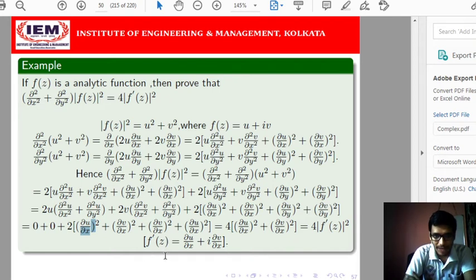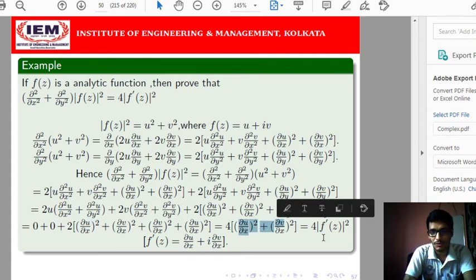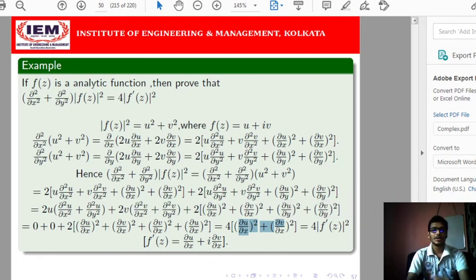So mod of f dash z will be root over of del u del x whole square plus del v del x whole square. So mod of f dash z whole square will be del u del x whole square plus del v del x whole square. So that is actually nothing but the mod of f dash z whole square. So that will be 4 of mod of f dash z whole square. This kind of problem is very much important in the context of analytic function, Cauchy-Riemann equation, and harmonic function.